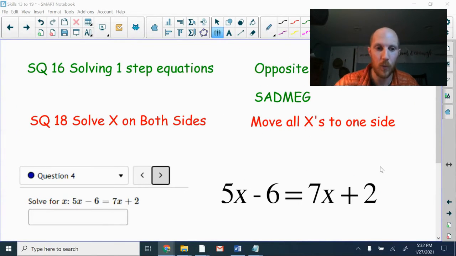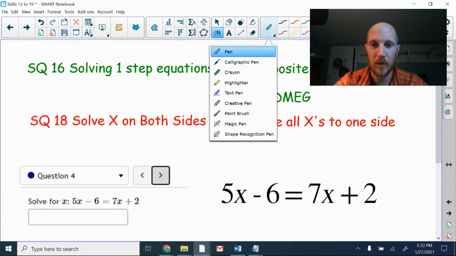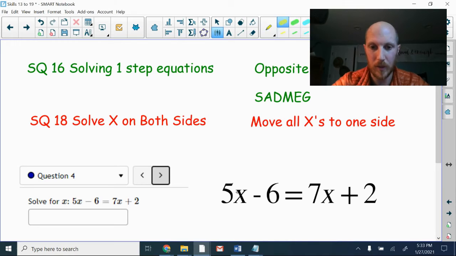All right, question 4. So now we get x on both sides of the equal sign. I've kept skill 16 just because I want to see those notes, the opposite operations and SADMAG. I'm still using that stuff, even though we're looking at skill 18. So our goal, first of all, is to move all the x's to one side of the equal sign. Since I can see I have an x on both the left side of the equal sign and the right side. So 5x minus 6 equals 7x plus 2. The directions ask me to solve for x.